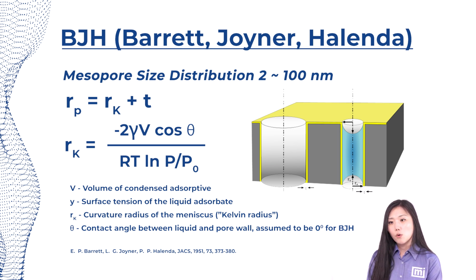To calculate the pore radius, it simply combines the Kelvin radius with the statistical thickness of the adsorbed layer at a corresponding relative pressure. So what is the Kelvin radius?